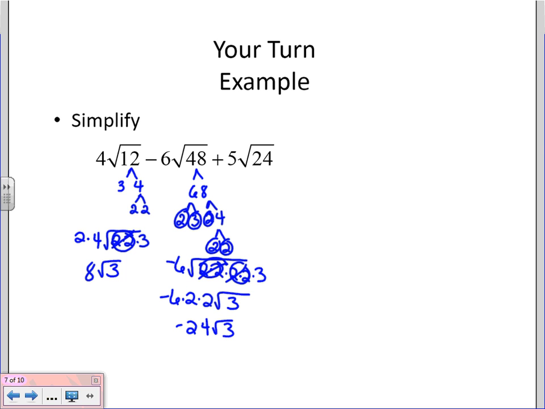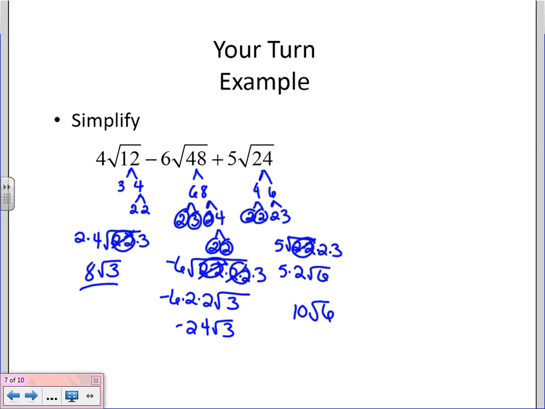And then finally with 24, you did 4 and 6, 2 and 2, 2 and 3, and this is 5 square root of, not 24, square root 2 times 2 times 2 times 3. 5 times 2 times 6, and that's 10 square root 6. Okay, so we've got 8 square root 3, negative 24 square root 3, and 10 square root 6. So I'm going to come over here so I have a little bit more room to work.